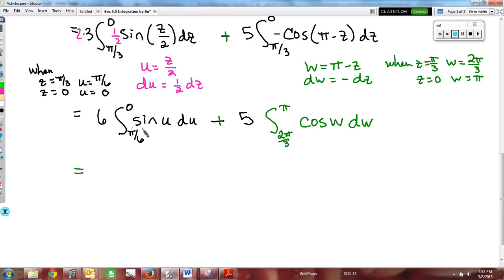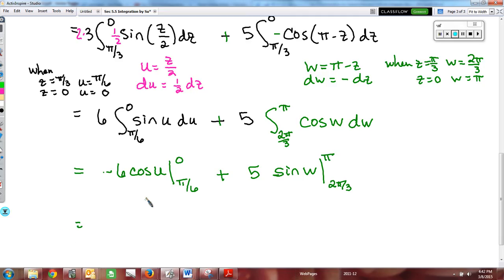And then when we go to integrate, the antiderivative of sine is negative cosine. And we're evaluating this from pi over 6 to 0. And then over here, the antiderivative of cosine is sine. And we're evaluating that from 2 pi over 3 to pi. And then we simply do our plug and chug.